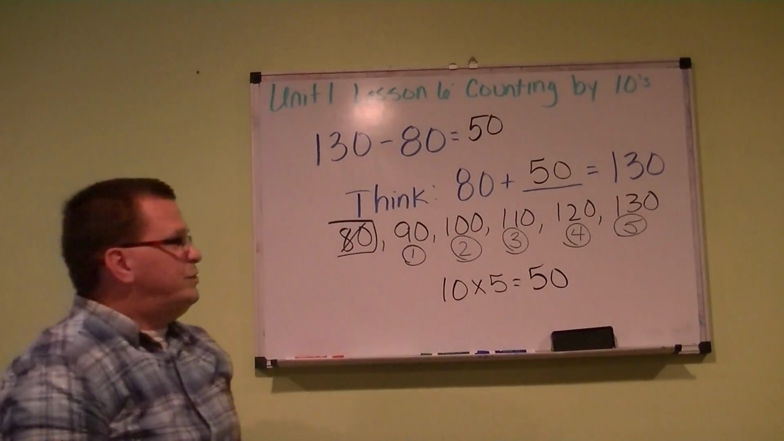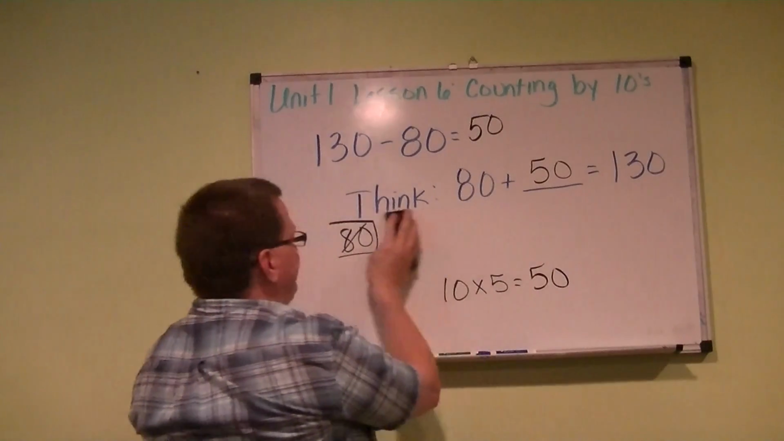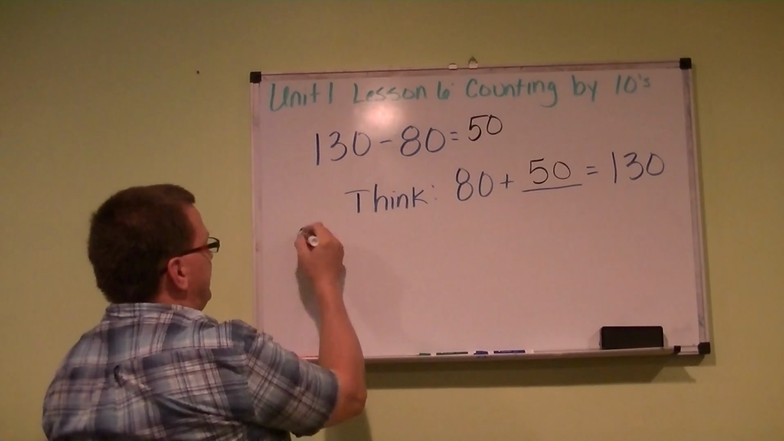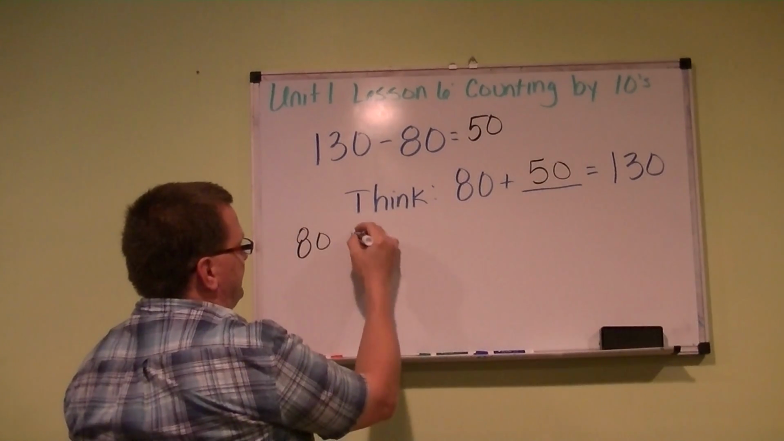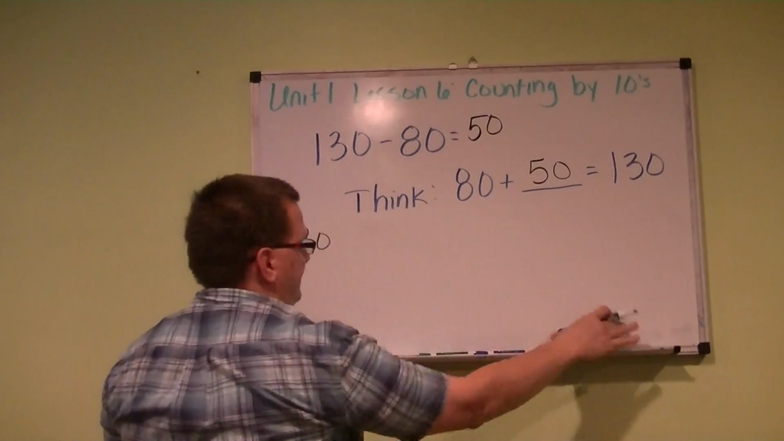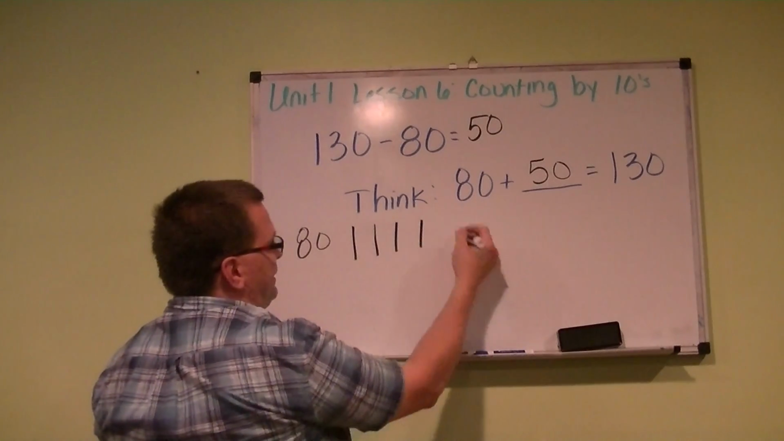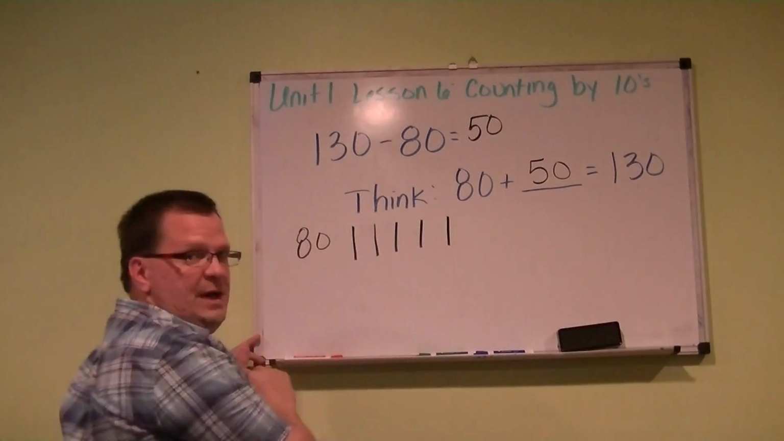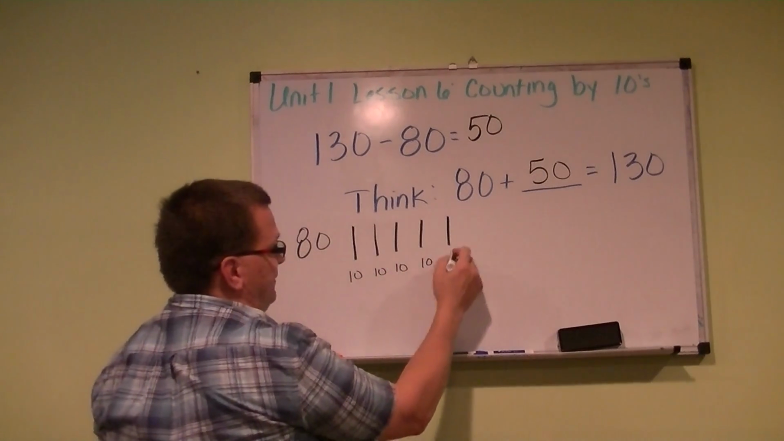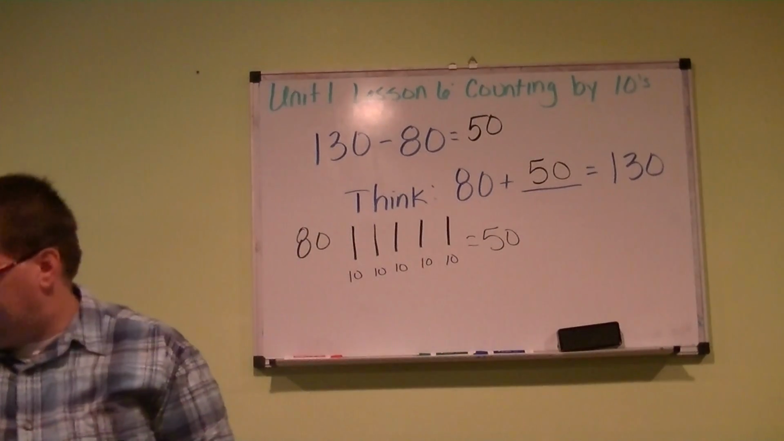Another thing we could do is we could draw a proof drawing on it as well. We can think about it coming back here. If we start off with the number 80, and we draw the tens, 90, 100, 110, 120, 130. So we still have 5 tens, 1, 2, 3, 4, 5, which still equals 50. And that's your proof drawing that we've been talking about.